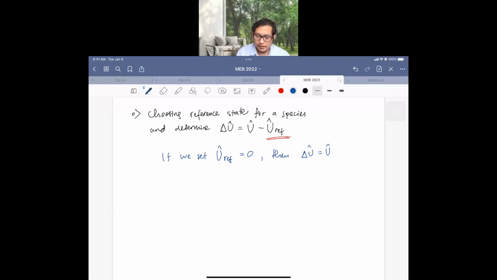So we say that this is the specific internal energy at that state relative to the reference state.